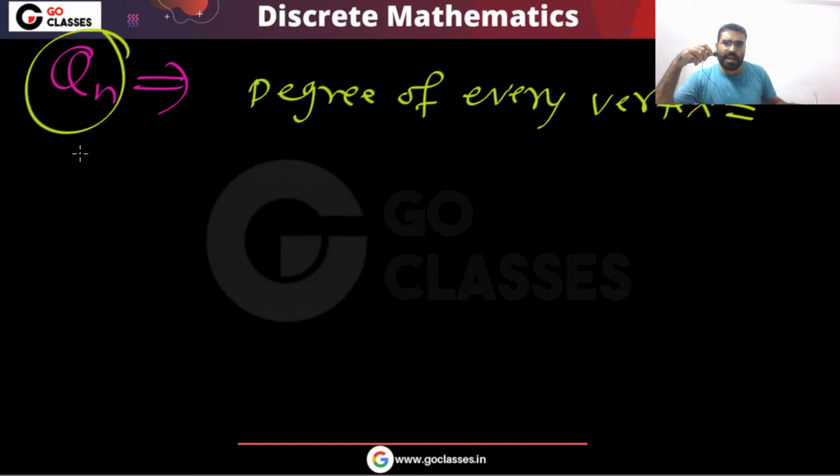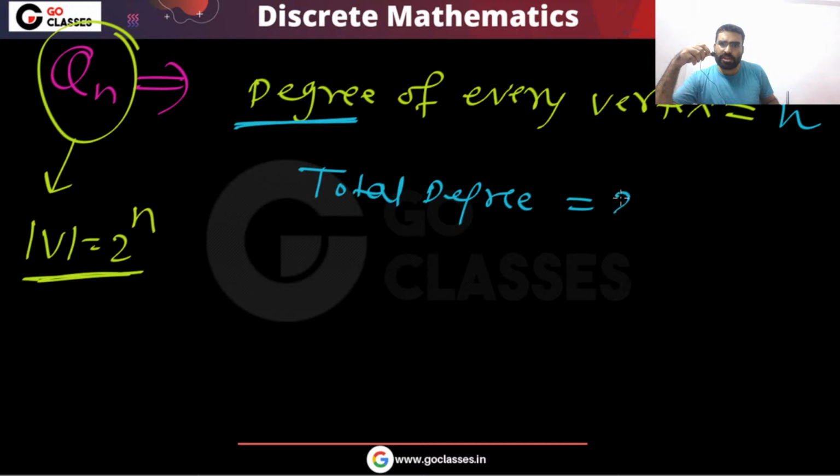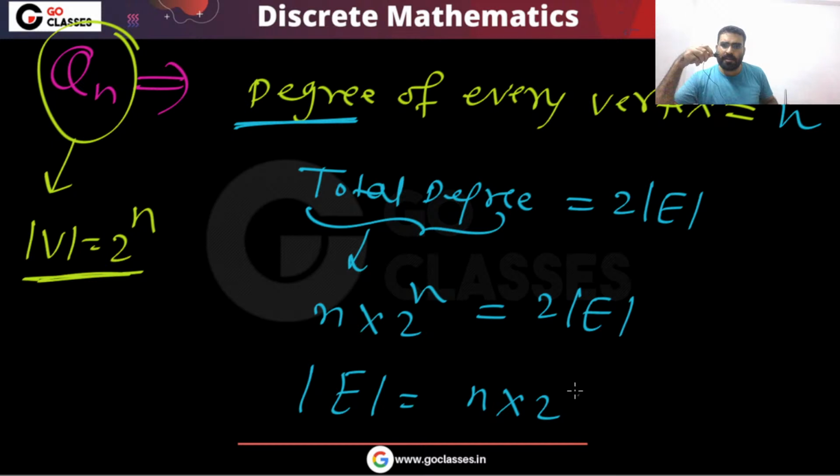In this Qn, a hypercube graph, the number of vertices is 2 power n. What is the degree of every vertex? That is n. So what is the total degree? Total degree is twice the number of edges. Every vertex has degree n, and there are 2 power n vertices, so that will be twice the number of edges. So the number of edges will be n multiplied by 2 power n minus 1. This will be the number of edges.